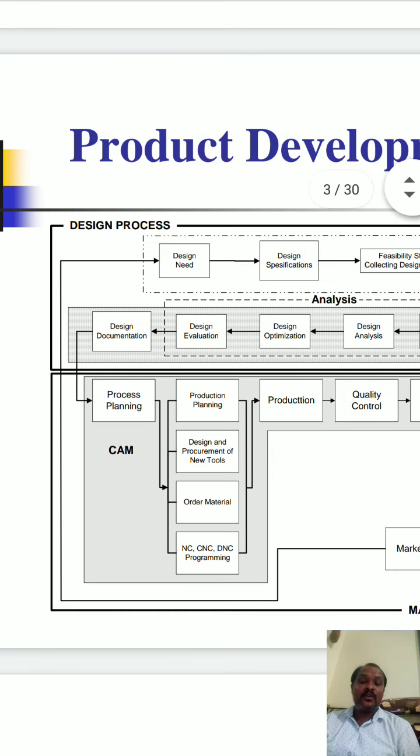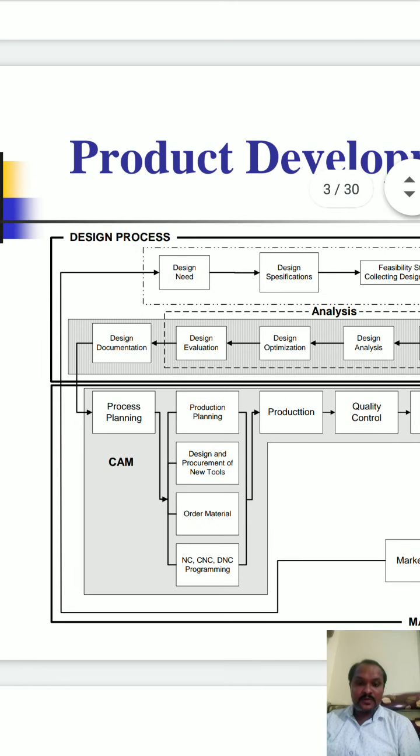Next, design documentation. You have prepared the raw data, and that raw data should go through a complete documentation process. Whatever the data is, it should be in the complete documentation part. Okay, clear? So the next part is process planning. This comes under CAM, that is computer aided manufacturing.